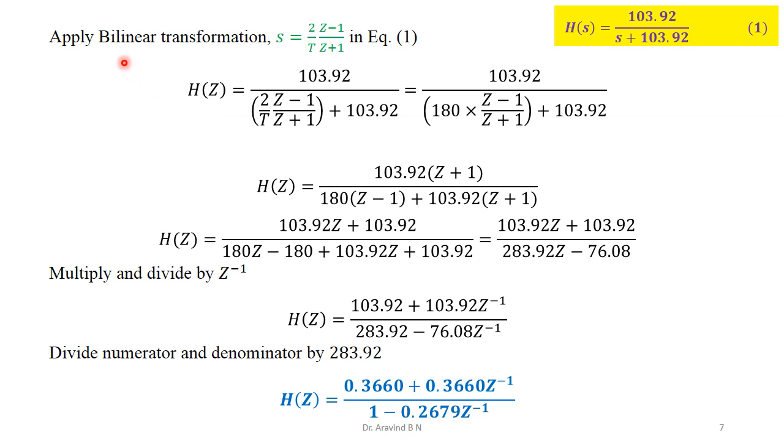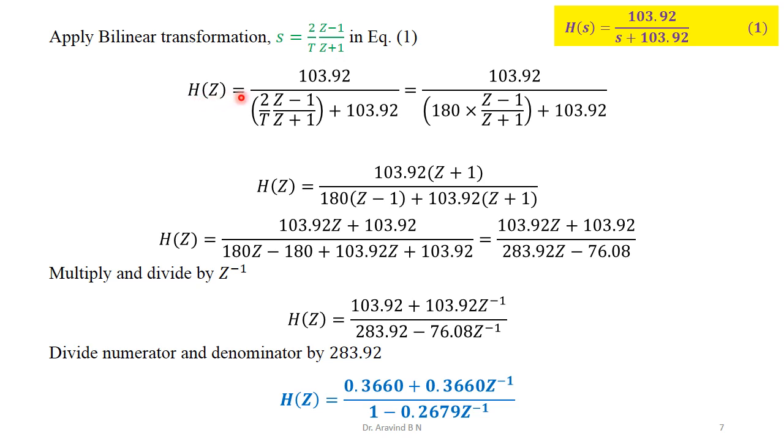As a last step, apply the bilinear transformation, that is s is equal to 2 divided by T times z minus 1 divided by z plus 1 in equation 1. This is equation 1 that we got in the previous slide. For this, in place of s we are going to make this substitution. Now after making the substitution we are going to get H of z.